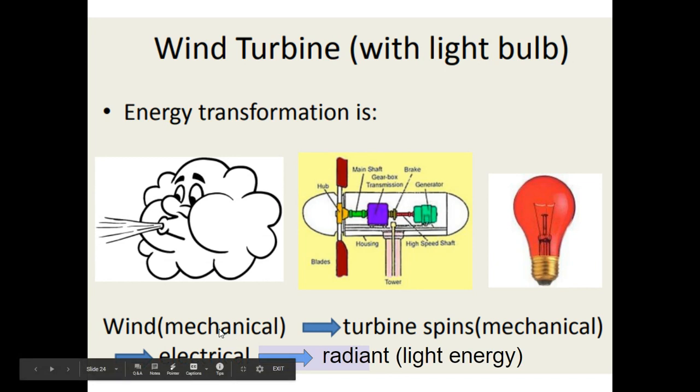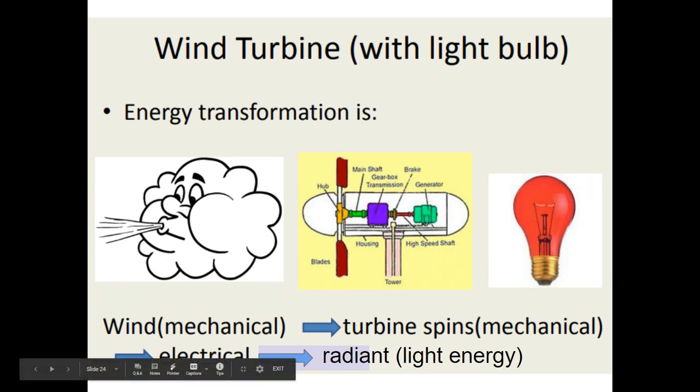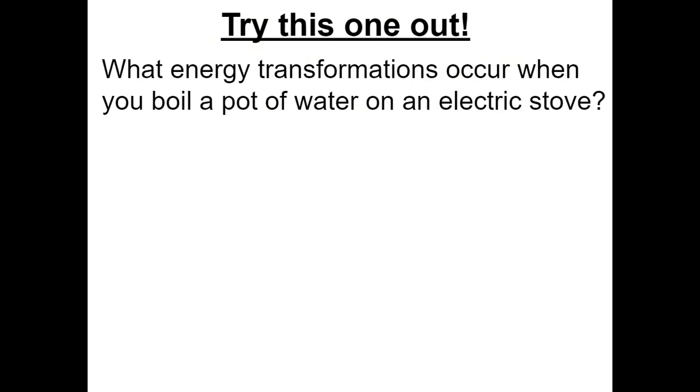So we went from mechanical energy from the wind to mechanical energy when the turbine inside the fan was spinning, to electrical energy in the generator, and then to radiant light energy when the light bulb turned on.